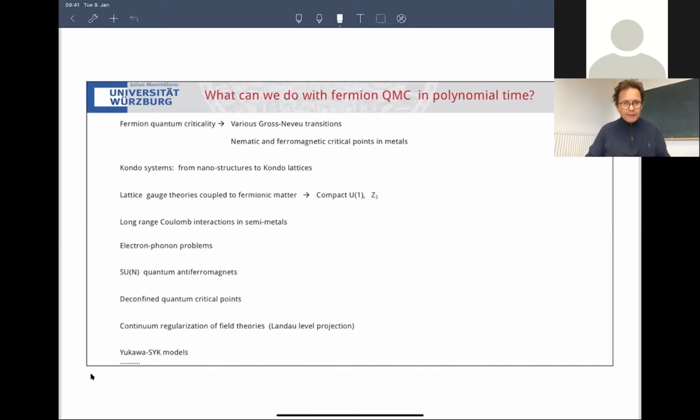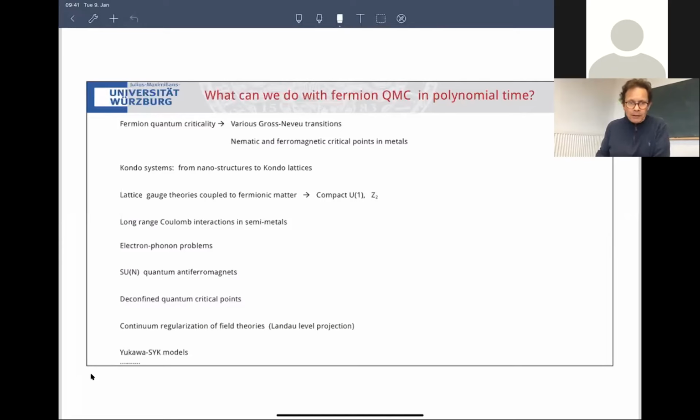also work. I see that Sylvain is here. So with Sylvain, we did a lot of Kondo systems, and we continue with Tarun on this. So you can do a lot, this is extremely interesting. You have basically metallic surfaces, and on top of these metallic surfaces, you can put magnetic atoms. You can build structures from nanostructures to Kondo lattices. This can be done. Maybe what we have been doing recently are lattice gauge theories coupled to fermionic matter.